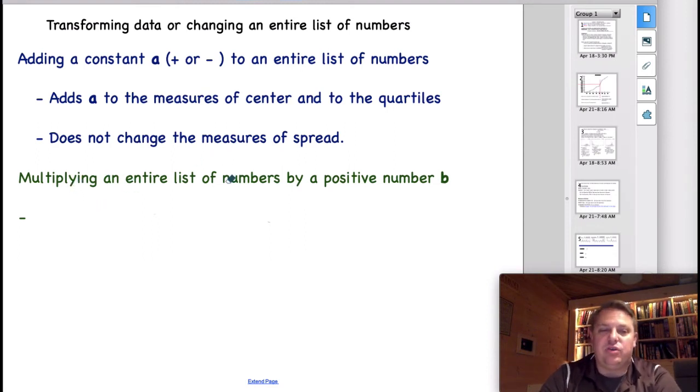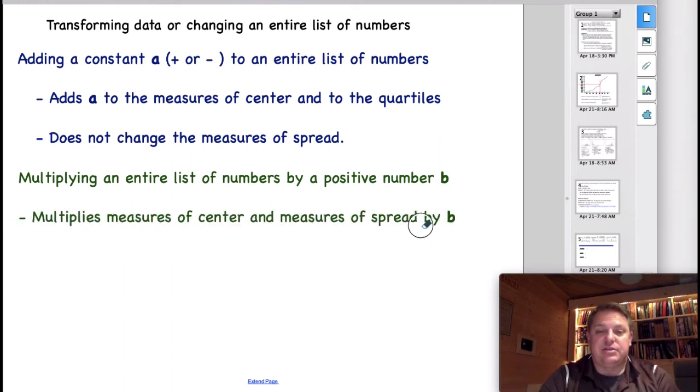If, on the other hand, you are multiplying an entire list of numbers by some constant, so if I multiplied every number in a list by 7 or every number in a list by 4, that multiplies the measures of center and the measures of spread. This is essentially when you're scaling things, if you're converting units, everything gets multiplied here, both measures of center and measures of spread.